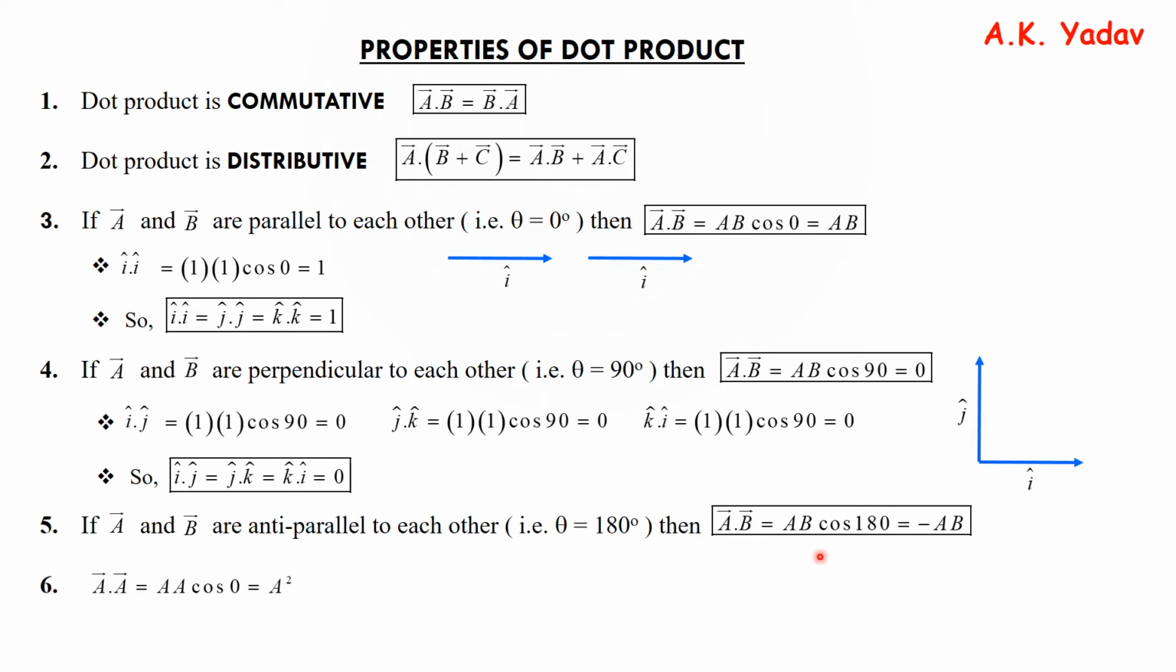Sixth property, a very important one, says that if a vector is multiplied by itself, we get the square of the magnitude. That is, A dot A is equal to A squared cos 0, that gives A squared, or we can say A dot A is equal to A squared.